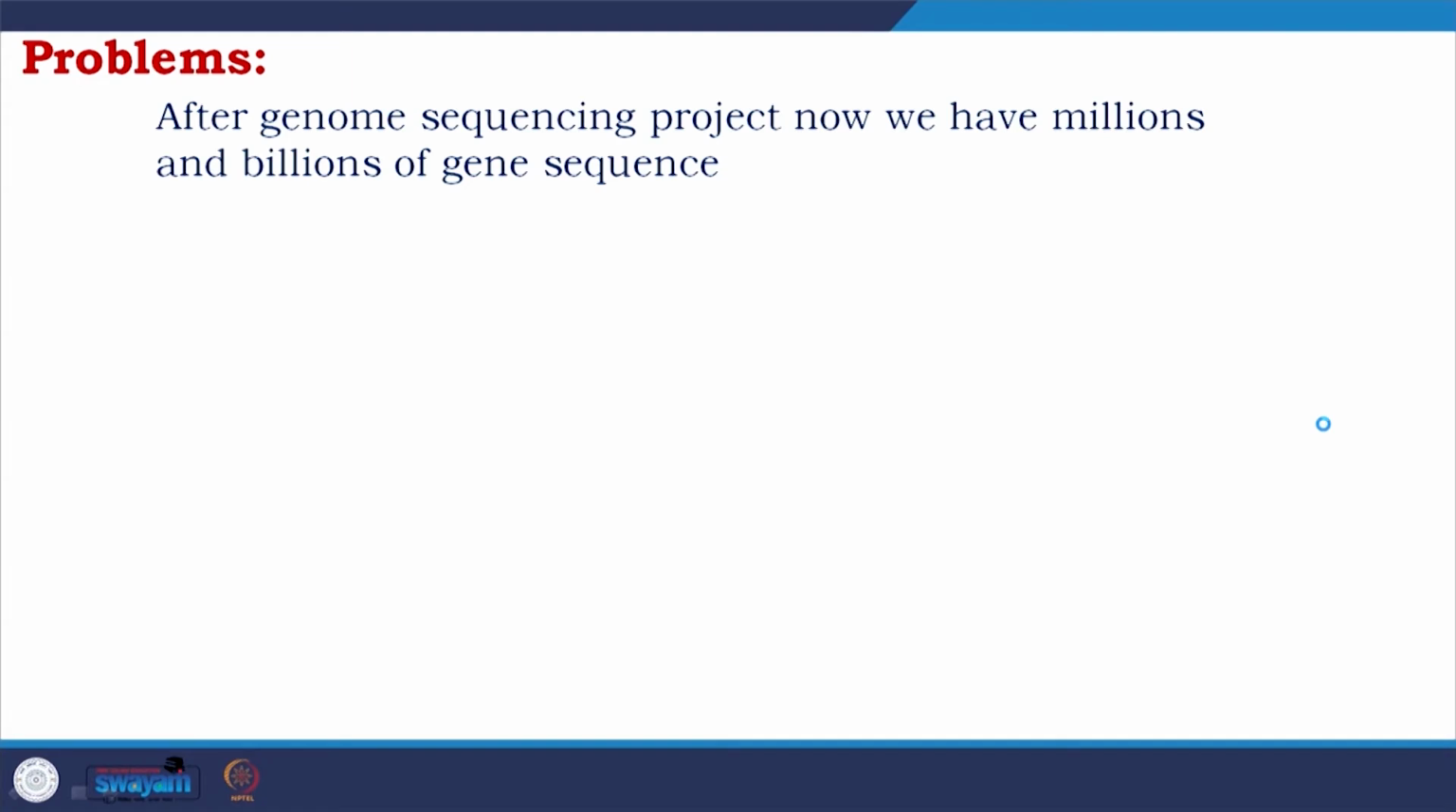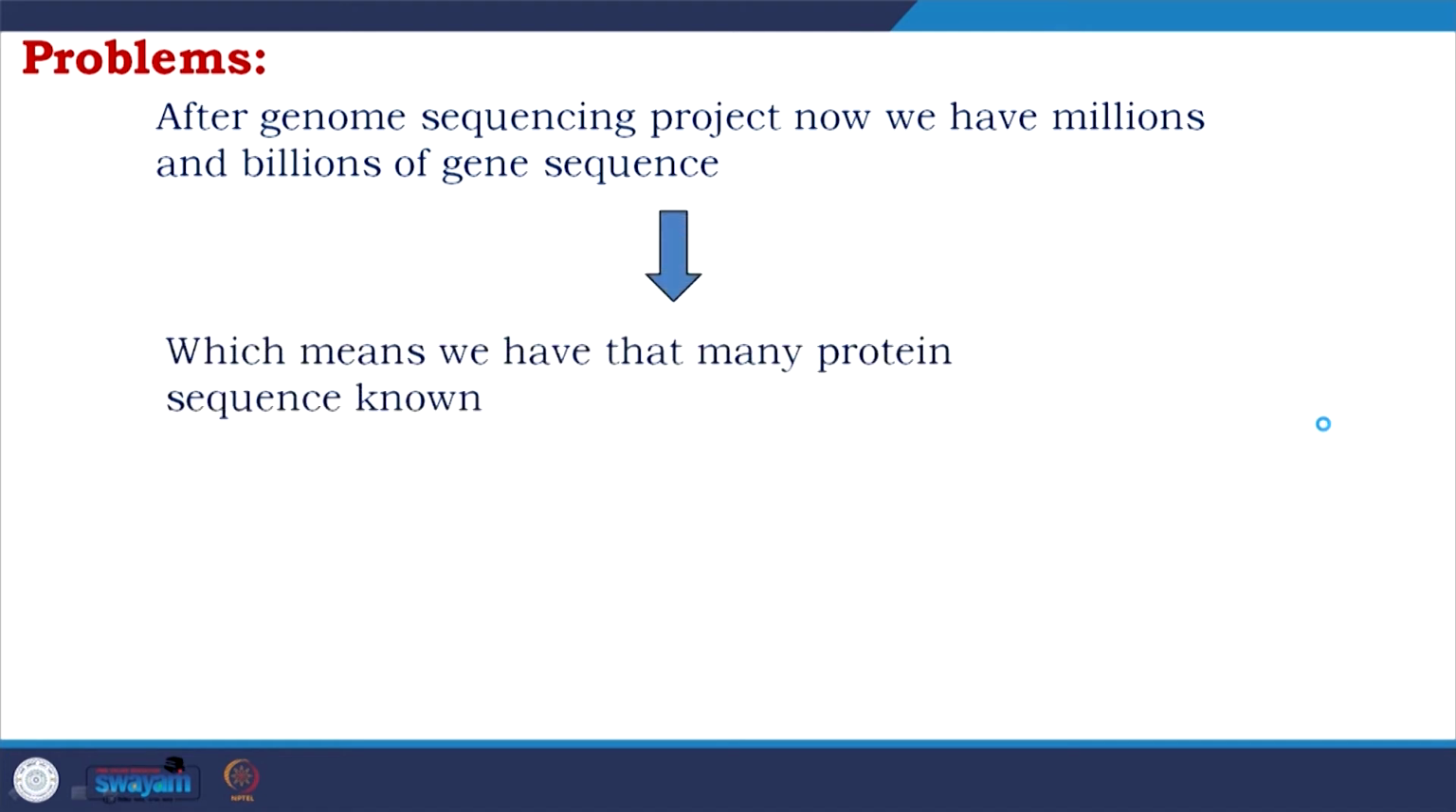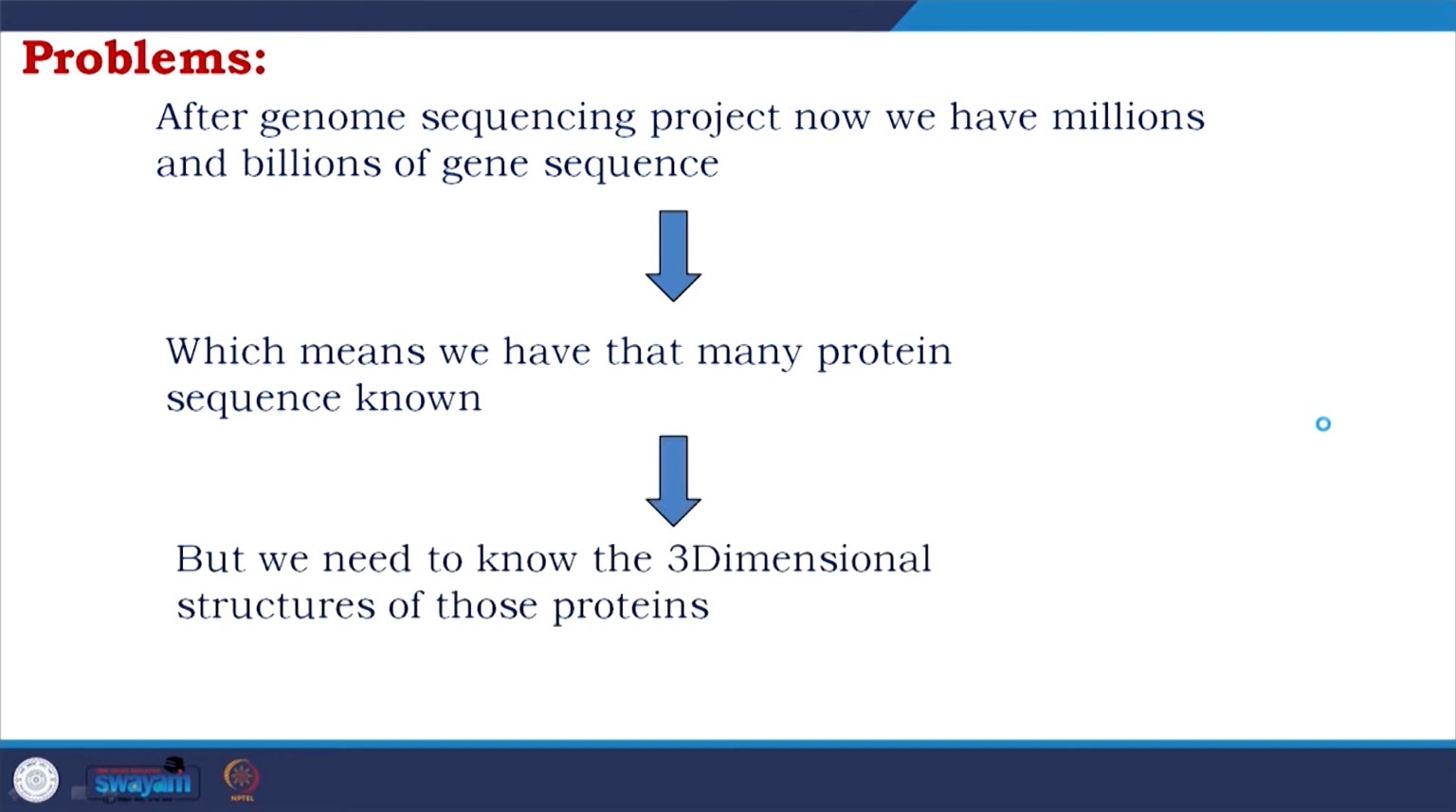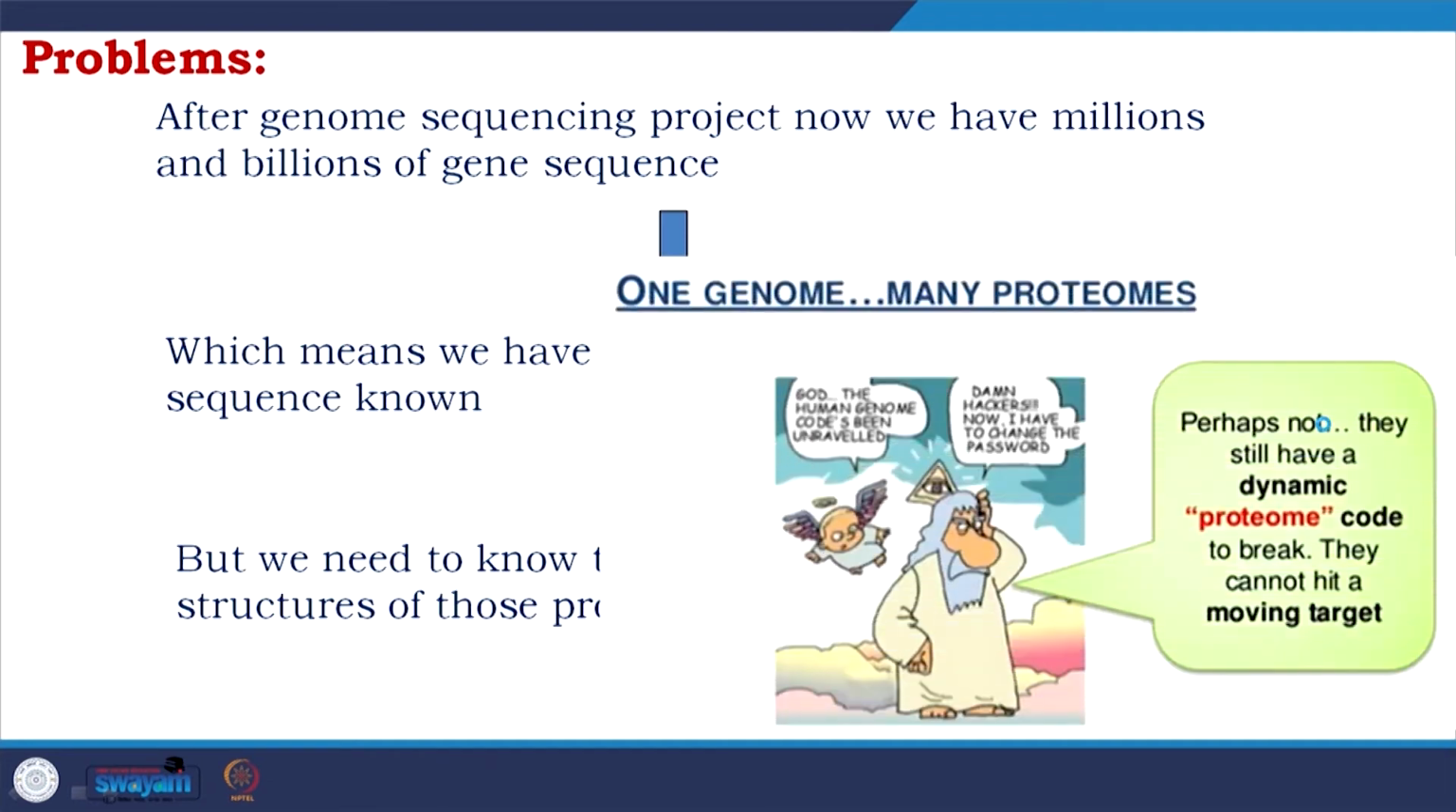So the problem after the genome sequencing project is that now we have millions and billions of gene sequences, which means we have that many protein sequences known, but we need to know the three-dimensional structure of these proteins to understand function. Now God is happy. God is thinking, perhaps I don't need to change the password yet, because they still have a dynamic proteome code to break. They cannot hit a moving target.